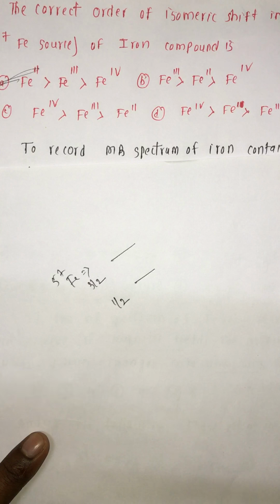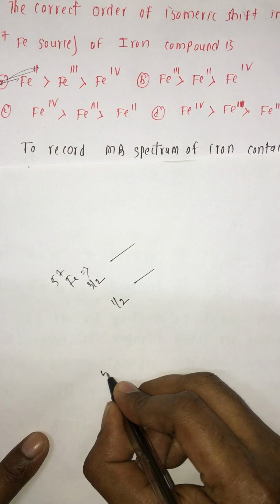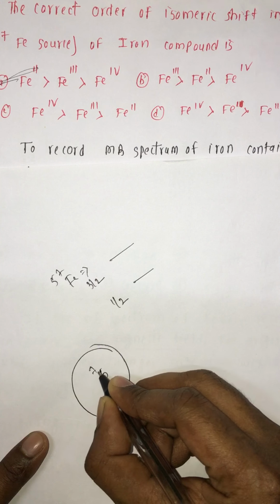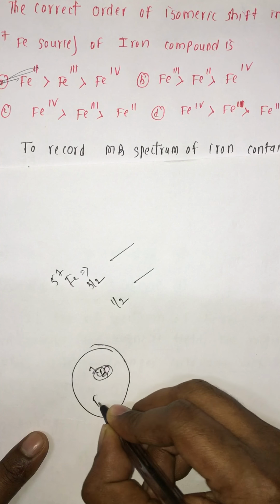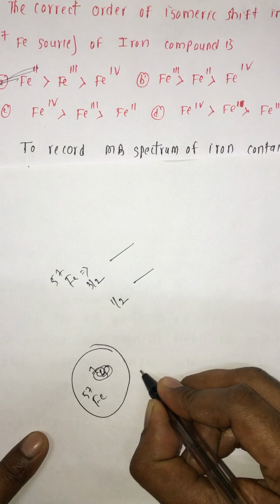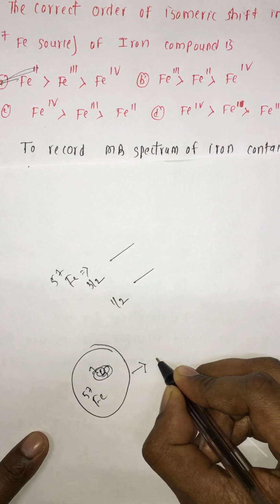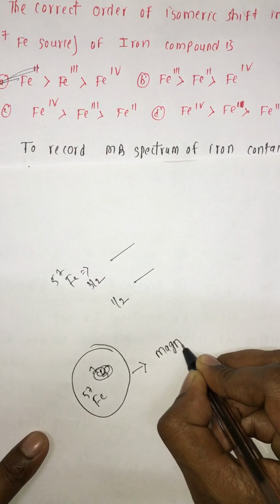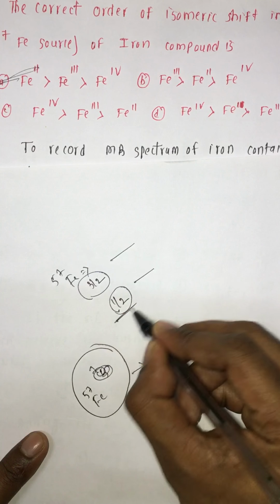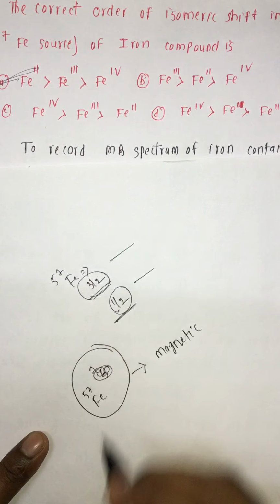So when we place iron-57 in the magnetic field, there will be an interaction between the nuclear spin of iron and the magnetic field. There are 2 spins for iron. We have 1/2 in the ground state and 3/2 in the excited state.